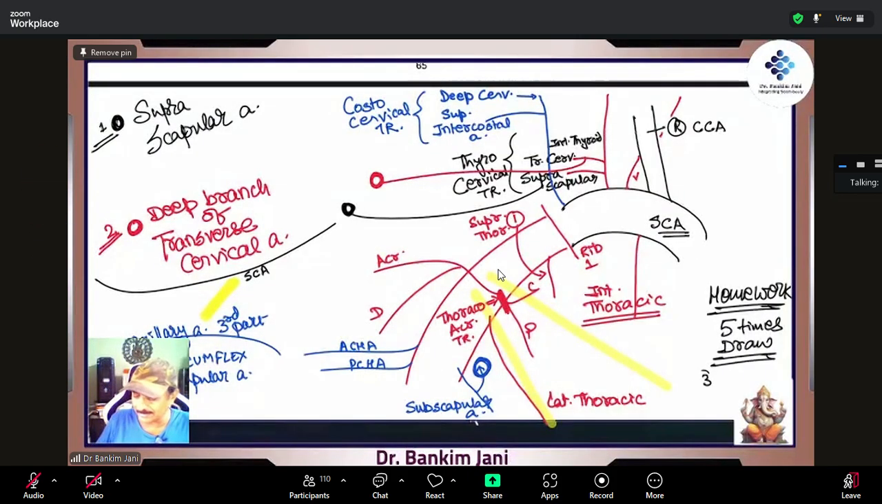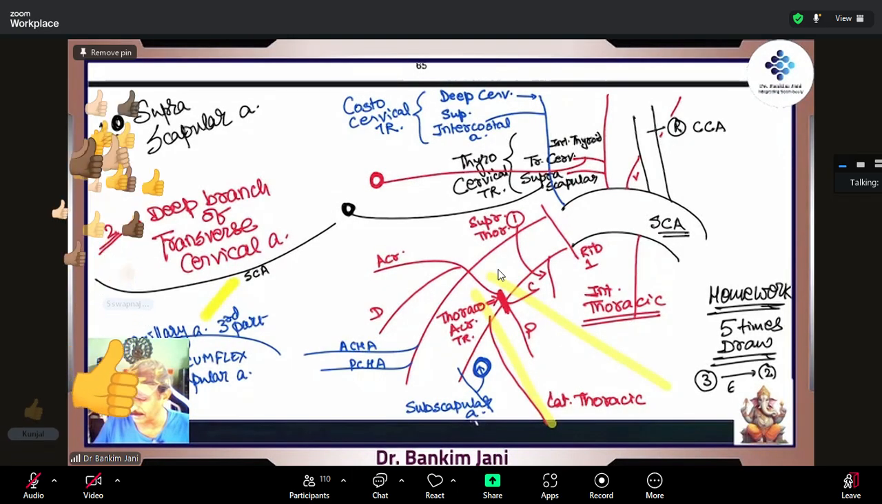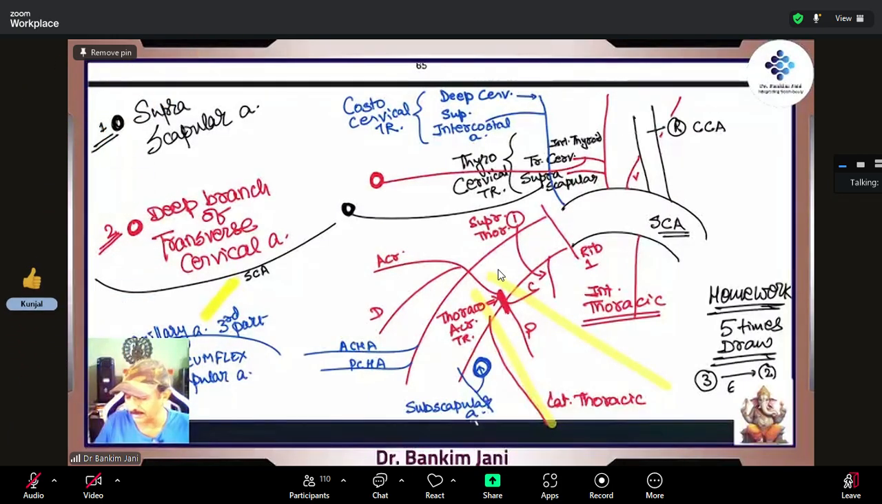3 times single shot. Then give a break of 6 hours. And then draw another 2 times. Better this before sleep. Before sleep. And see, tomorrow you'll be the masters. Right? Chalo.